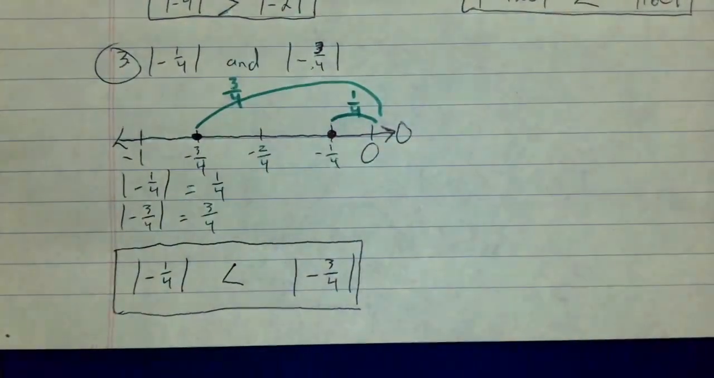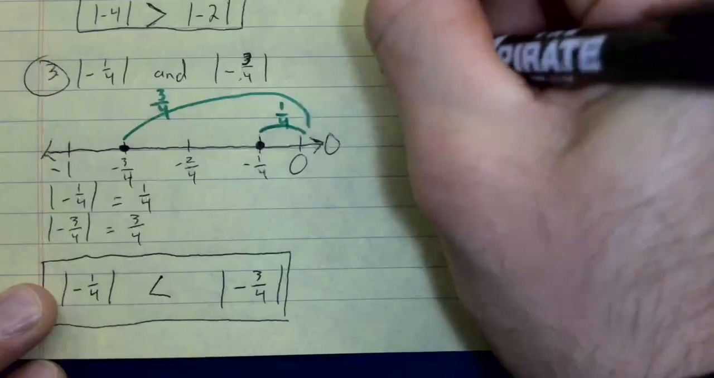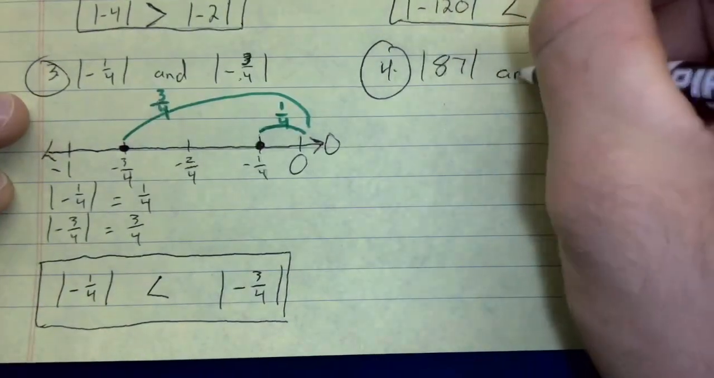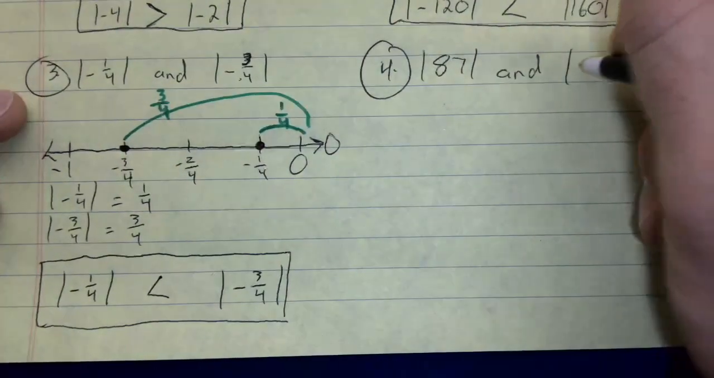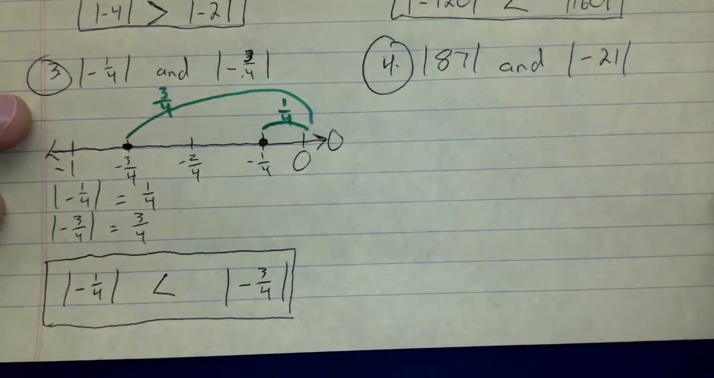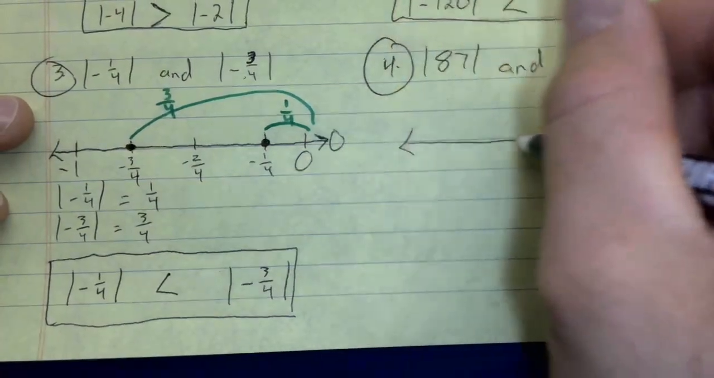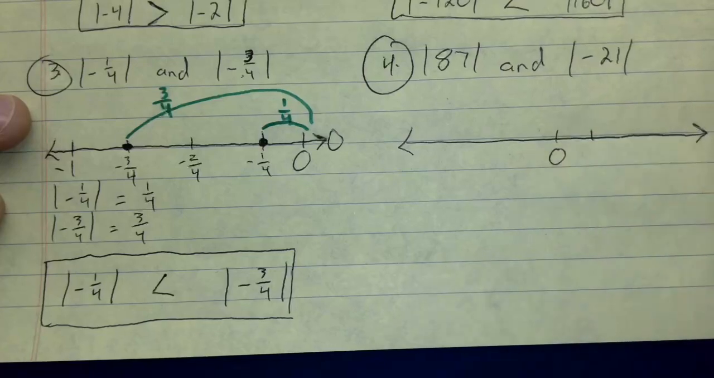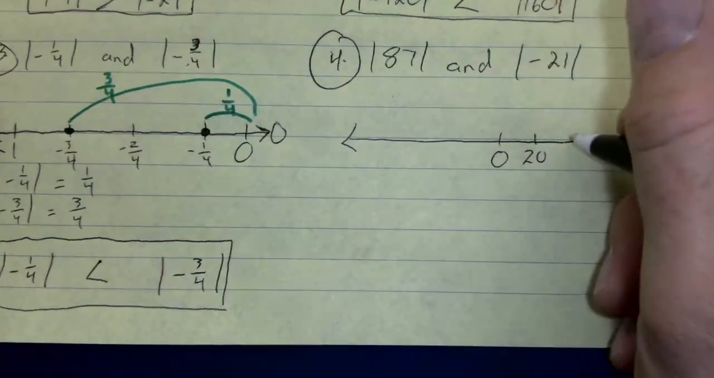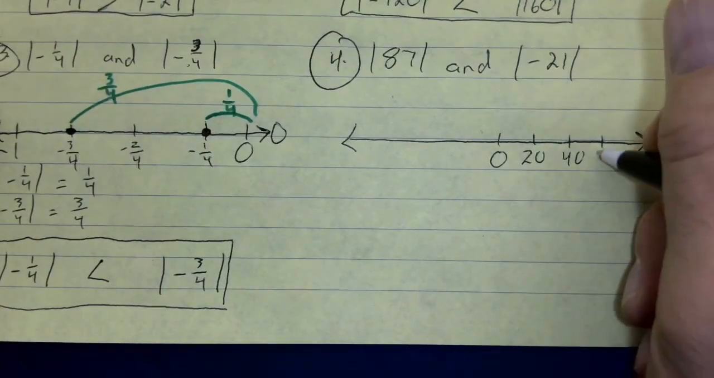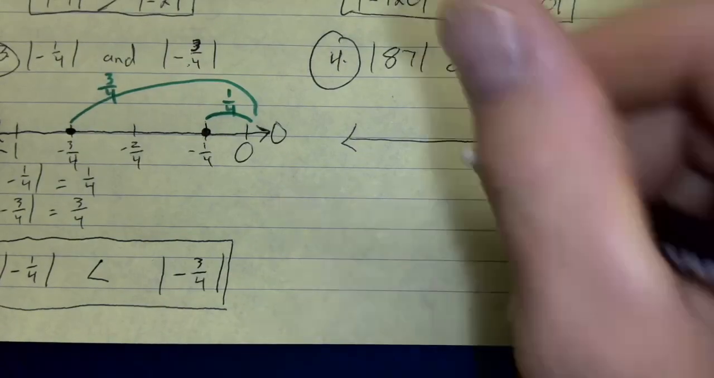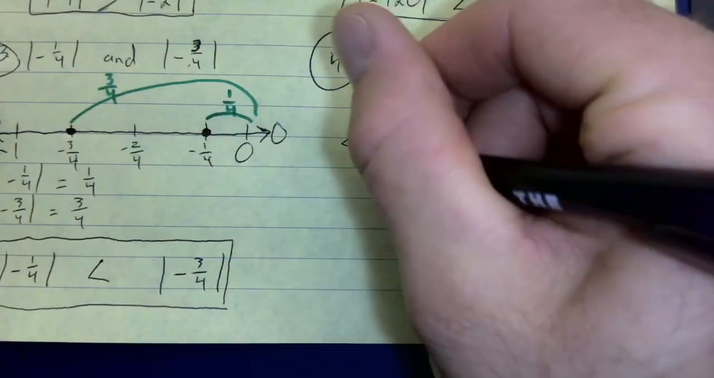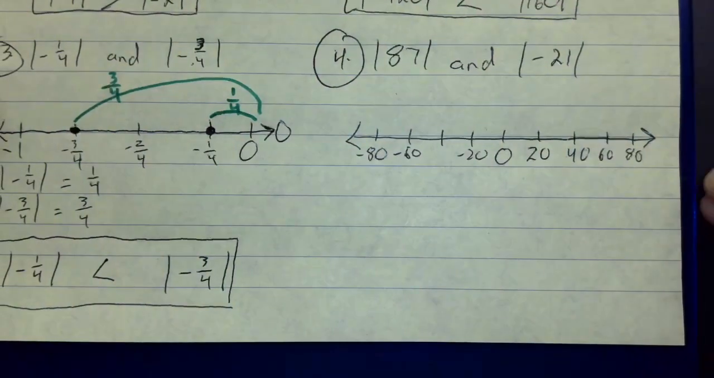That's it. Let's try one more. Number 4 is the absolute value of 87 and the absolute value of negative 21. All right, so step 1 is draw that number line. And since we have a positive and a negative number, just place 0 right in the center. 20s would be easy to go up and down by. 20, 40, 60, 80, negative 20, negative 40, negative 60, negative 80. All right, and then just go ahead and plot.